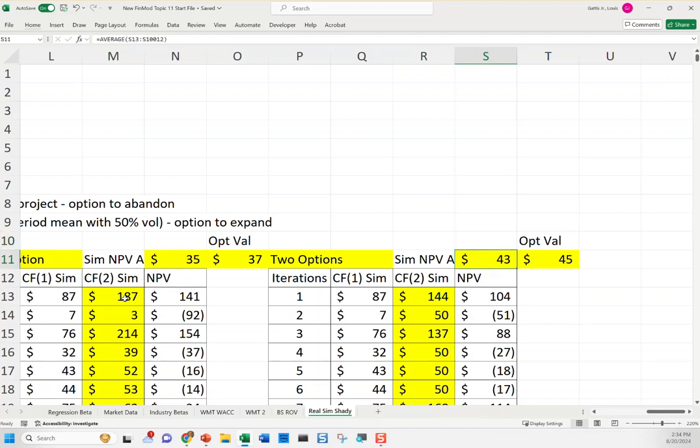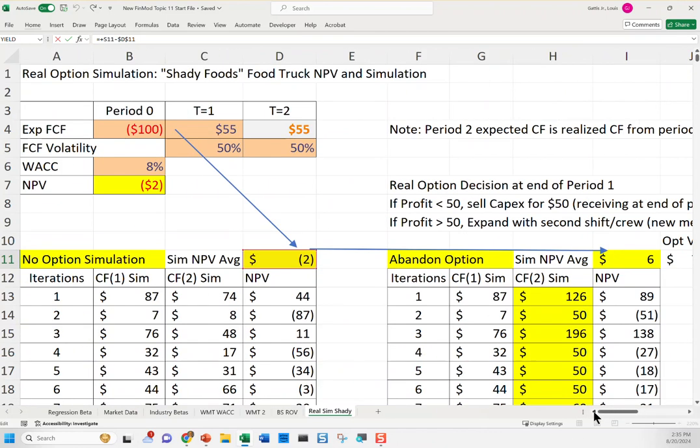Now it's a no-brainer that I should do it. The NPV of this project is 43. And you can see the option value is the difference between that 43 and my base case of 2. So this is a really powerful concept of real options. It allows you to build optionality into your cash flows. It allows you to think about the fact that managers have discretion in this process.